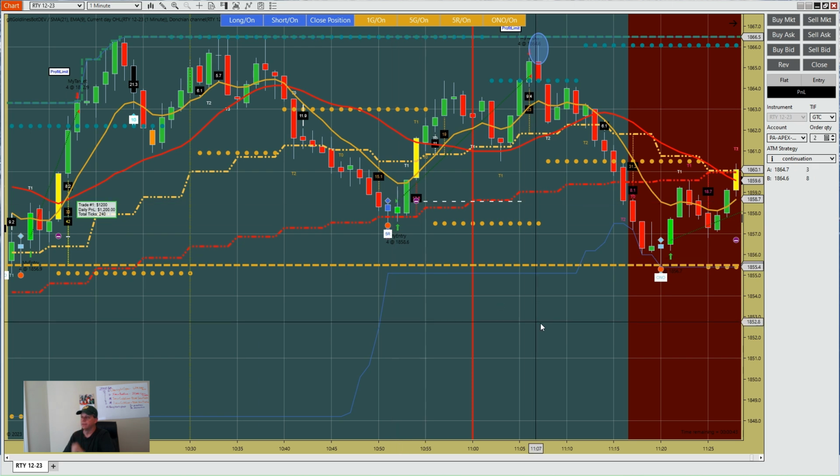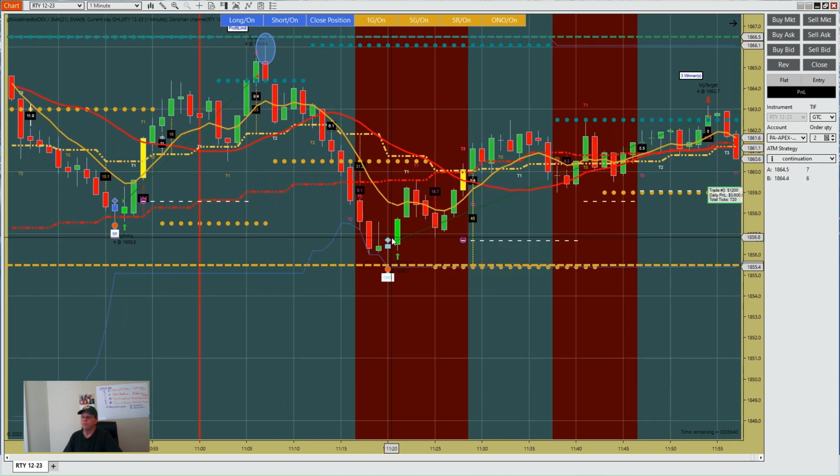Reversal right here. That's not magic. That's literally not magic. Okay? Those are pinpoint spots that these reversals happened. And it all happened after 10 o'clock.